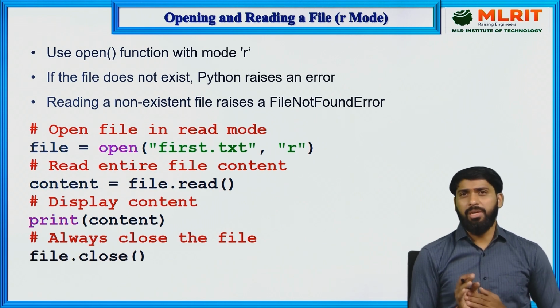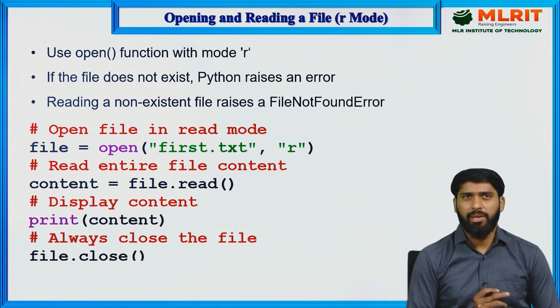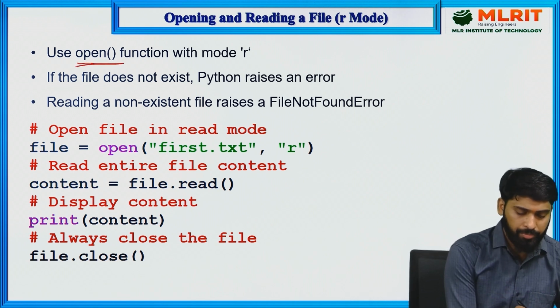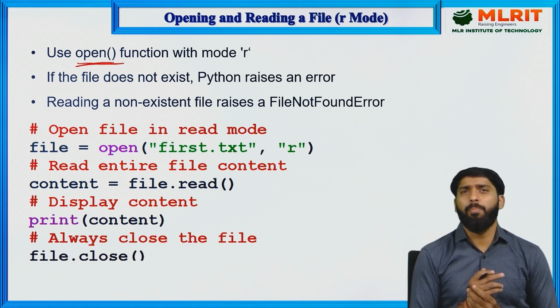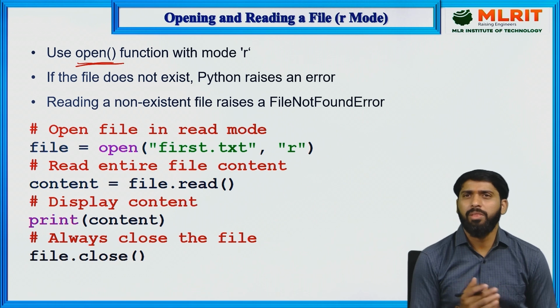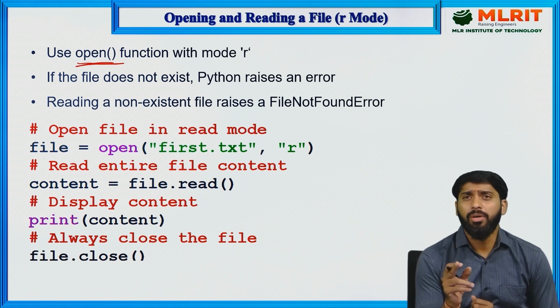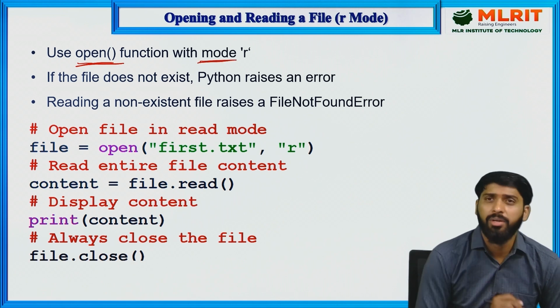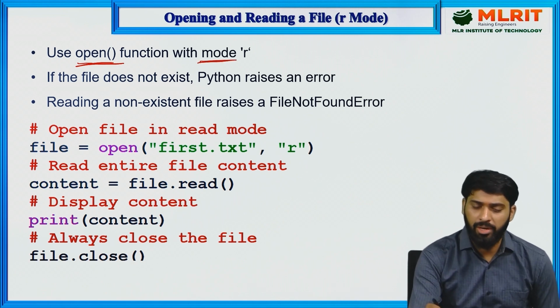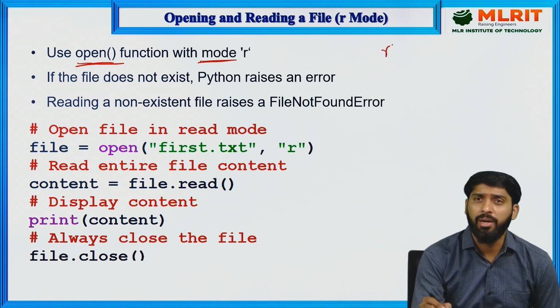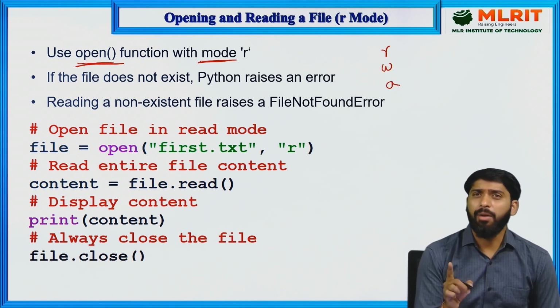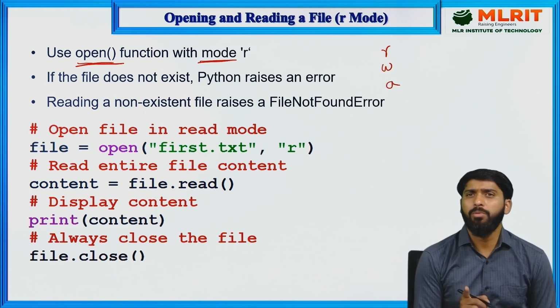First we see how to open a file. For that we use the function open. By using the open function, we are going to open the file. But while you are using the open function, you mention the mode. We have three modes: one is R, another is W, another is A. R means reading purpose, W means writing purpose, A means appending purpose.